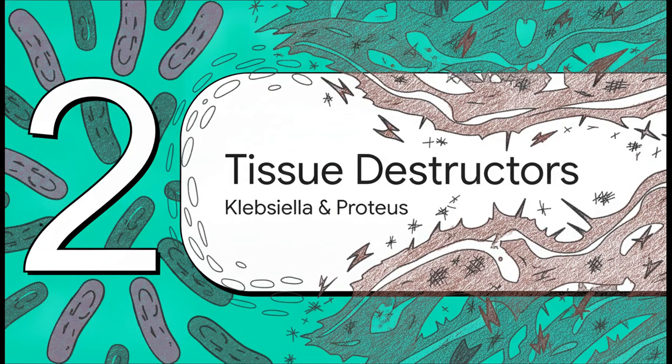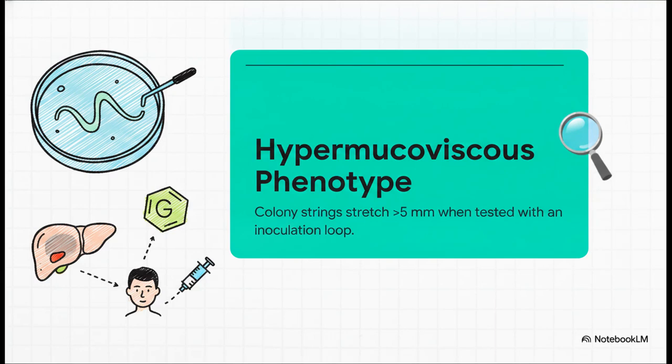Moving out of the gut, we hit part 2. The tissue destructors. We're going to look really closely at hypervirulent Klebsiella and Proteus. First up is hypervirulent Klebsiella pneumoniae, often abbreviated as HVKP. Now, this one has what's called a hypermucoviscous phenotype, and yes, that is literally exactly as gooey and gross as it sounds. If a board question describes a positive string test, meaning colony strings stretch more than 5 millimeters when pulled up with an inoculation loop, that is a massive clue.